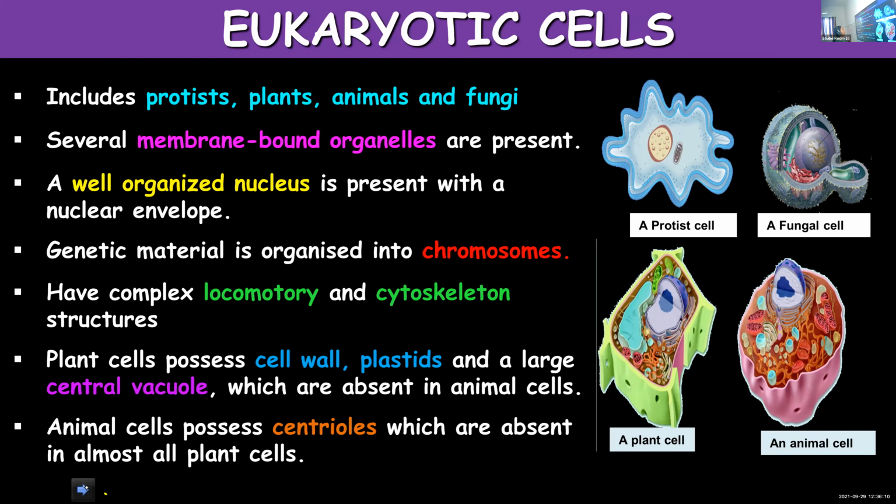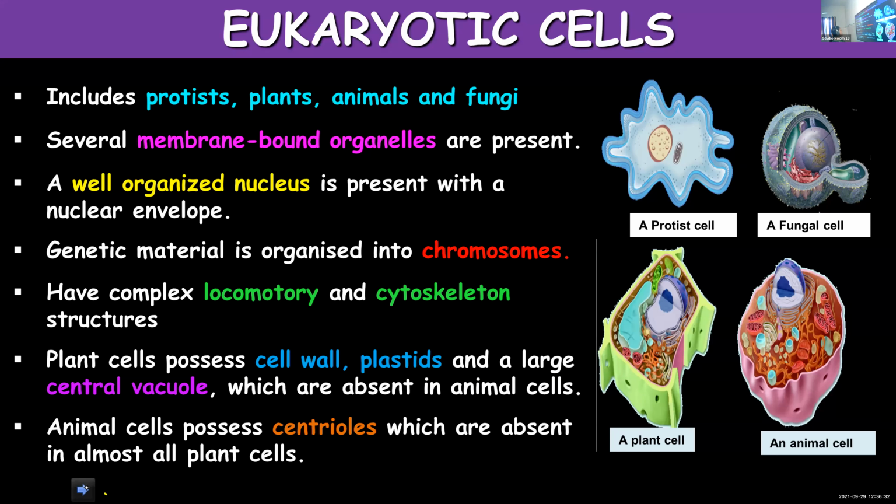They have a well-organized nucleus. That is one of the most important features. And here the genetic material forms chromosomes at the time of cell division. Otherwise, they remain as thread-like structures. You call it chromatin material or chromatin fibers. They are also provided with locomotory and cytoskeletal structures.